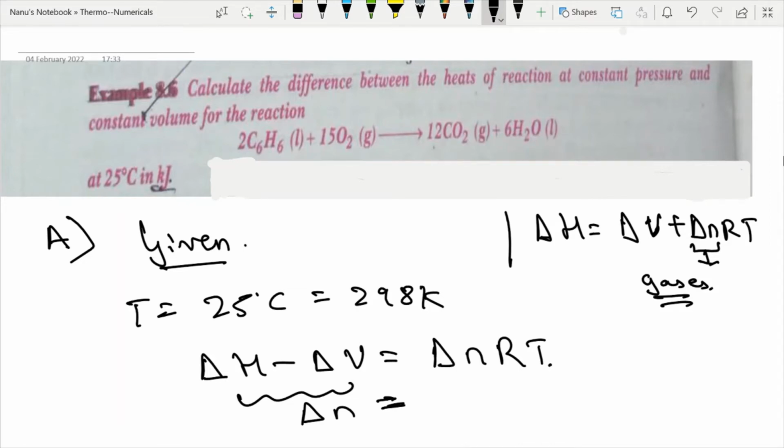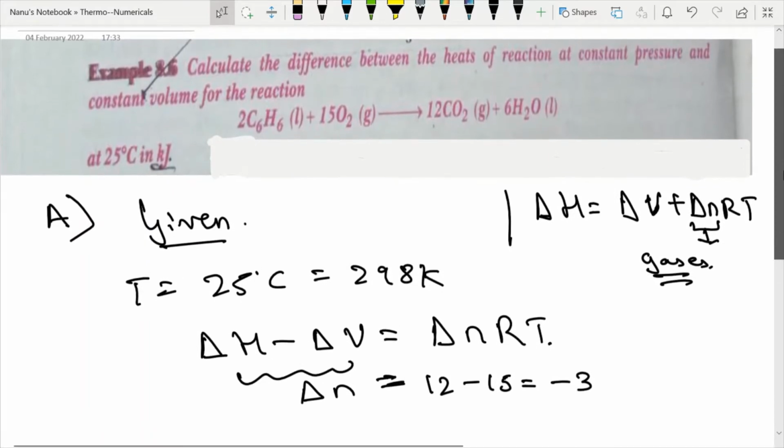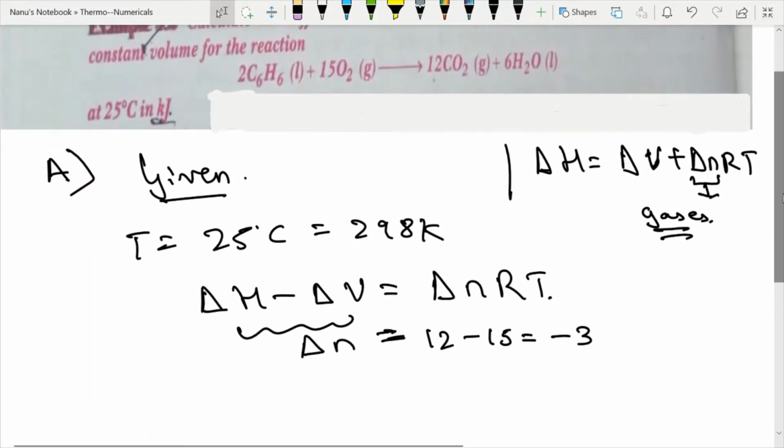We won't consider the liquid form. So it will be 12 minus 15, which is equal to minus 3. So del N is equal to minus 3. If you didn't know that it was for gases, it would be a mistake and you wouldn't get the marks. You might even get negative marks, but okay, I don't want to scare you, so you should know it.